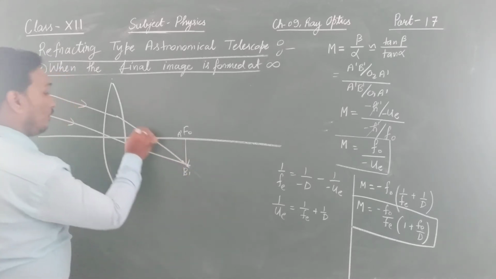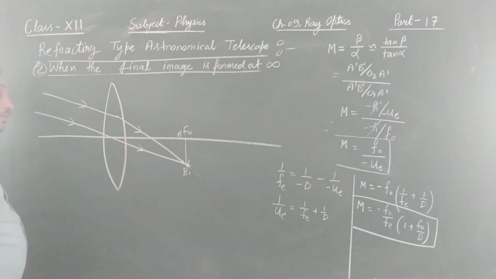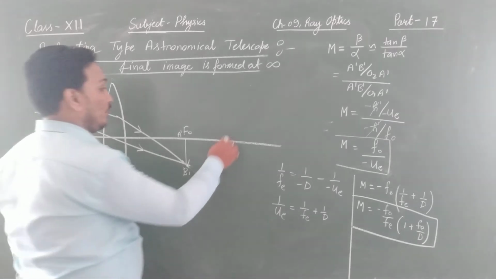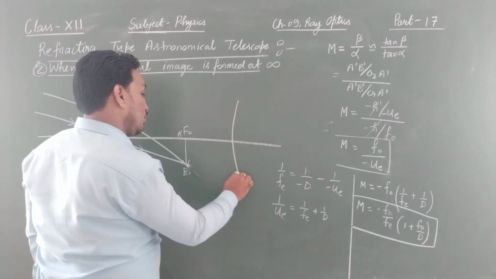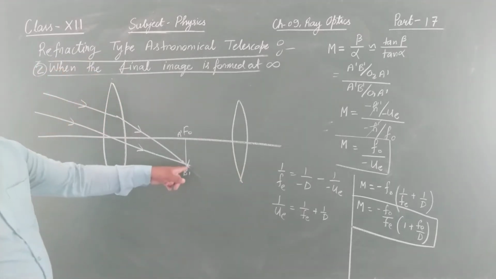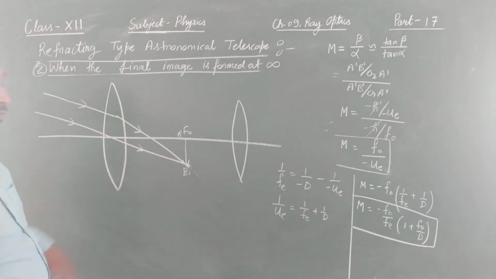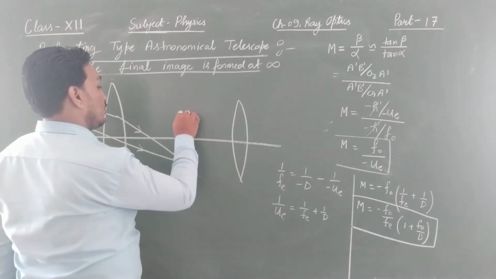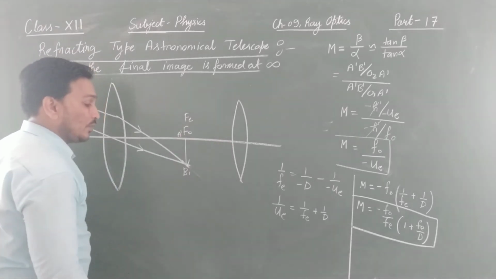Now what we want is that the final image is formed at infinity, and it is the relaxed condition of the eye also, that we have discussed. So if the final image has to be at infinity, this image formed by the objective must be at the focus of the eyepiece also. So the focus of the eyepiece will be at this point only.